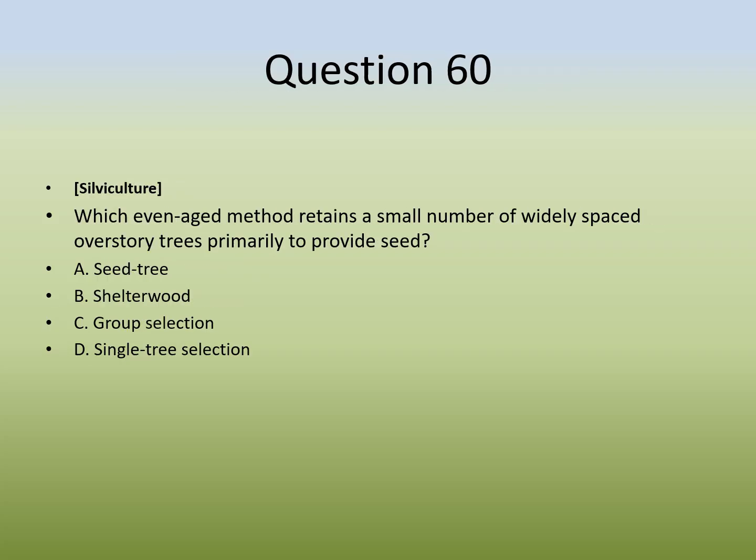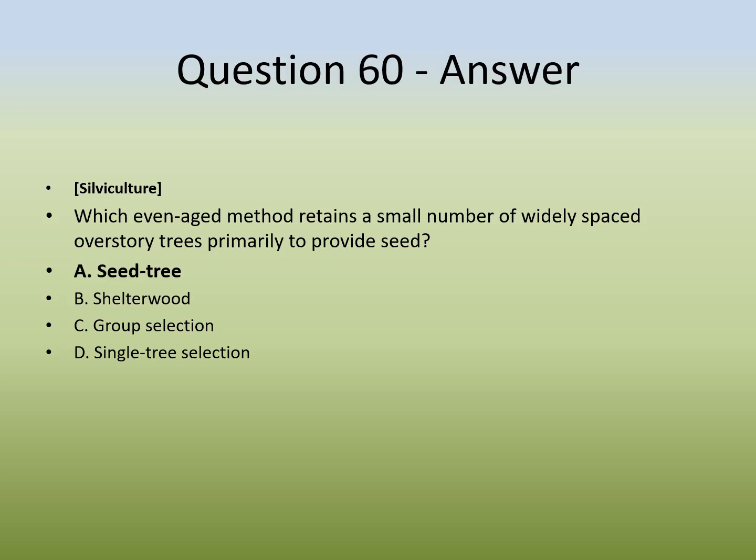Question 60. Which even-aged method retains a small number of widely spaced overstory trees primarily to provide seed? A. Seed tree, B. Shelterwood, C. Group selection, or D. Single tree selection? The answer is A. Seed tree.